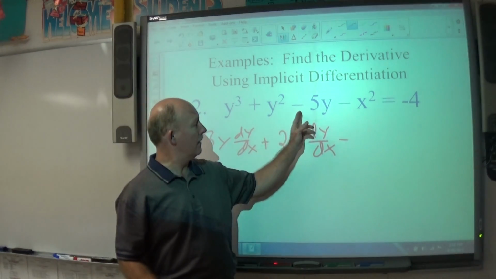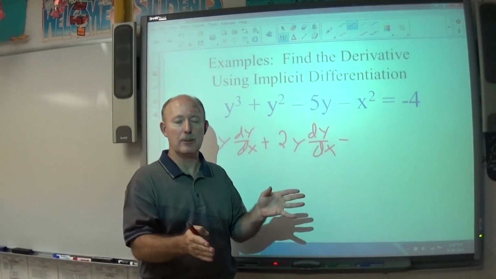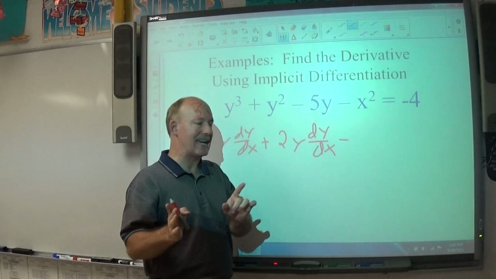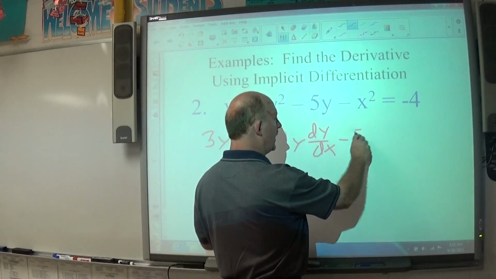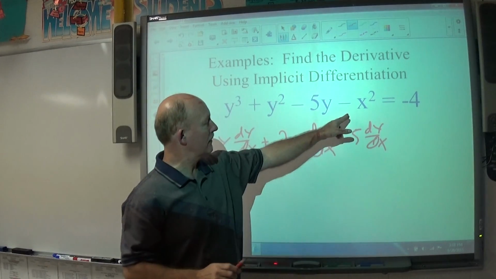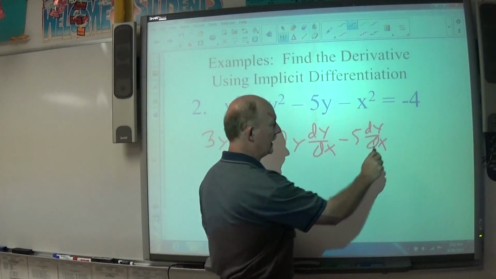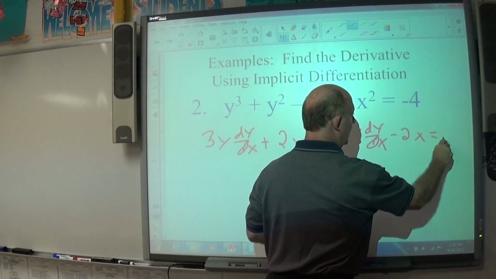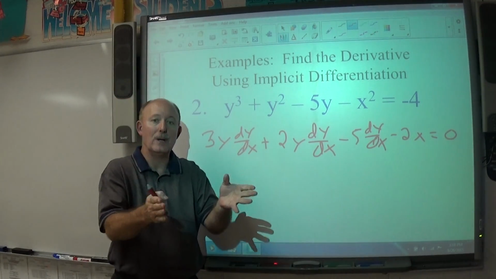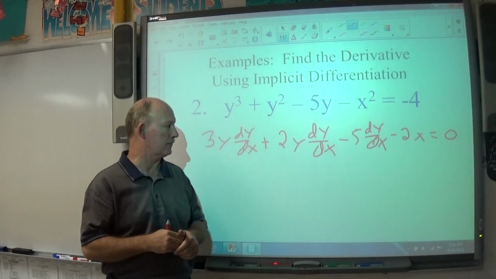Now the derivative of negative 5y. Remember that the derivative of negative 5x would be negative 5. So the derivative of negative 5y would be minus 5 dy over dx. Now the derivative of negative x squared would be negative 2x. And the derivative of negative 4 is 0. So this is the derivative of each term the way it sits.